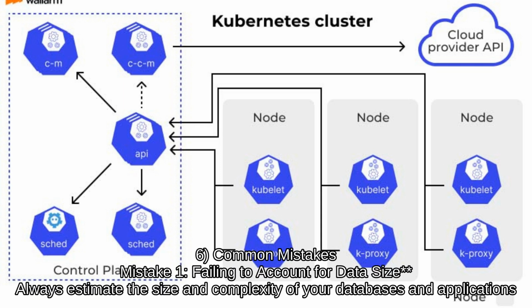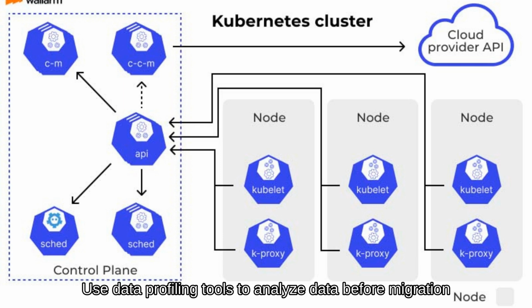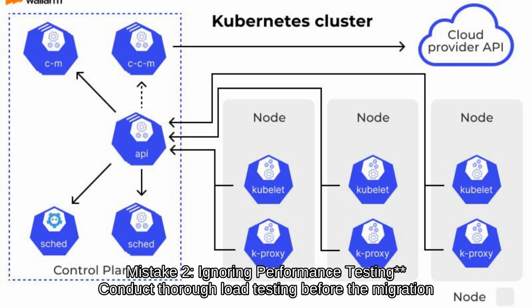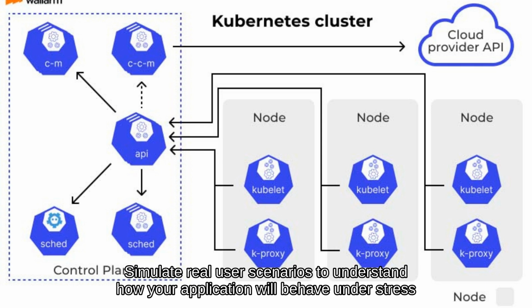Common mistakes. Mistake 1. Failing to account for data size. Always estimate the size and complexity of your databases and applications. Use data profiling tools to analyze data before migration. Mistake 2. Ignoring performance testing. Conduct thorough load testing before the migration. Simulate real user scenarios to understand how your application will behave under stress.